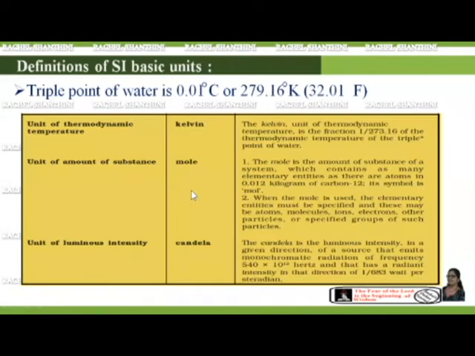So we have seen the definitions for meter, kilogram, second, and ampere. Now we are going to see the definitions for Kelvin, mole, and candela. And not only that, we will see what is the triple point of water and absolute temperature.